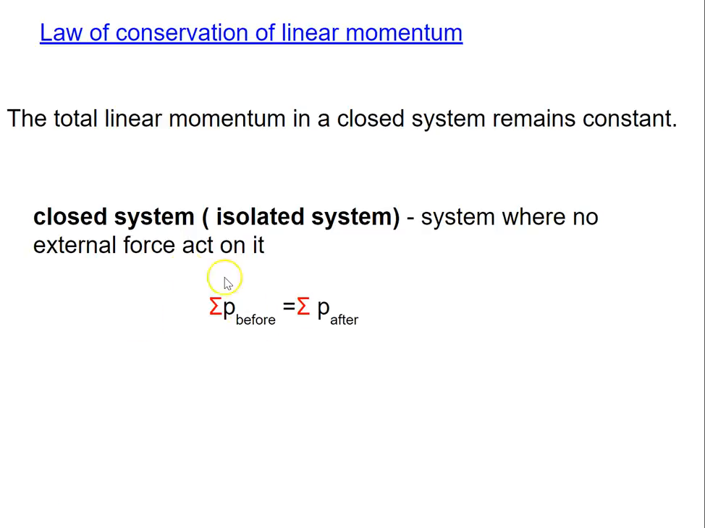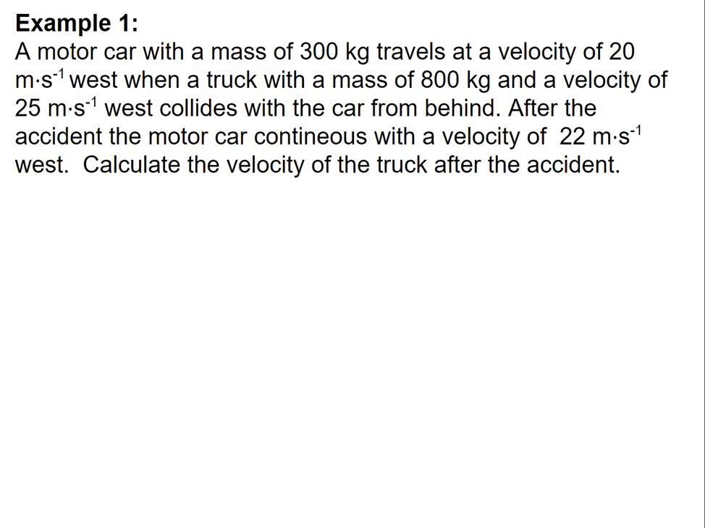The complete sum of the momentum of A and B is equal to the sum of the momentum of A and B afterwards. If I expand this formula, it looks like this. So any one of these two formulas you can write down in a sum. Okay, let's have a look at an example. A motor car with a mass of 300 kilograms travels at a velocity of 20 meters per second west, and then it hits a truck with a mass of 800 and a velocity of 25.